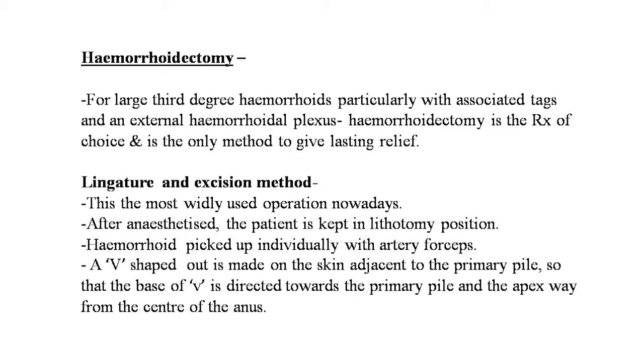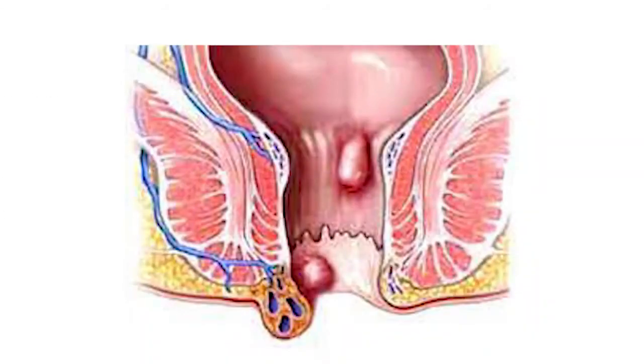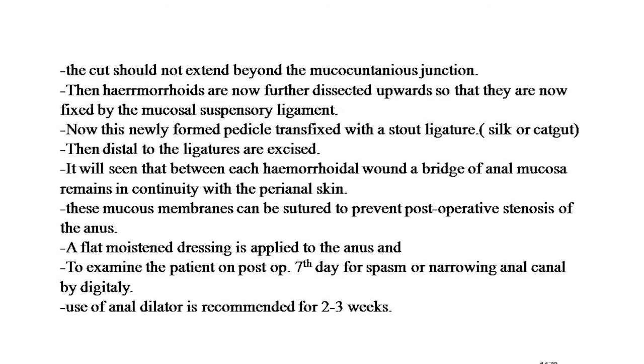After anesthesia, the patient is kept in the lithotomy position. Hemorrhoids are picked up individually with artery forceps. A V-shaped incision is made on the skin adjacent to the primary piles, so that the base of the V is directed towards the primary piles and the apex away from the center of the anus. Here is a good picture of the hemorrhoids. The cut should not extend beyond the mucocutaneous junction.